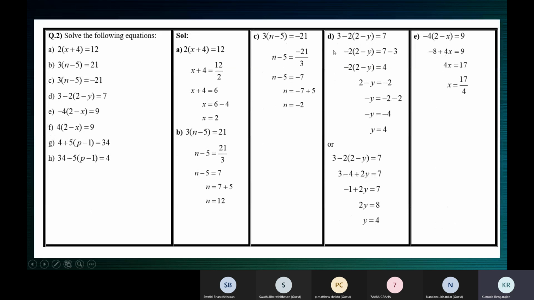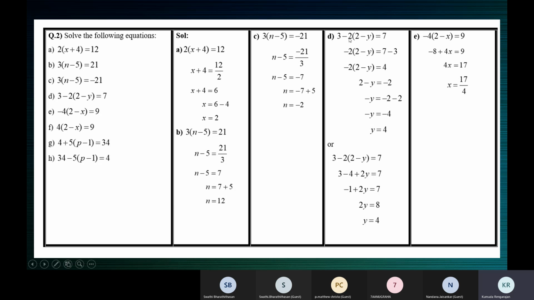Now, supposing this was 3 minus 2y. Will you subtract 3 and 2? If it was 3 minus 2y, what is 2y? 2 into y. 2y is 2 into y. Supposing we have 3 minus 2y, will you subtract 3 minus 2 and write 1y? No, ma'am. No, we cannot do that.